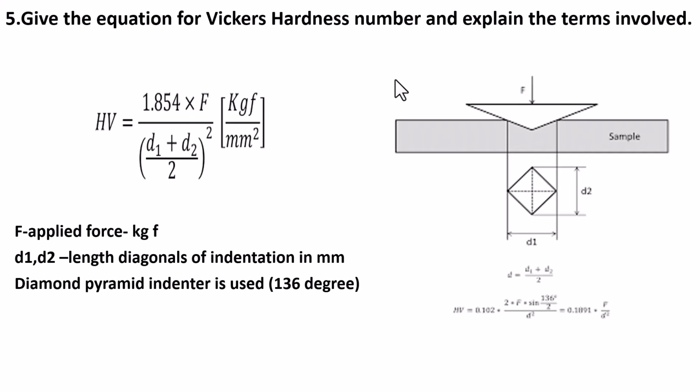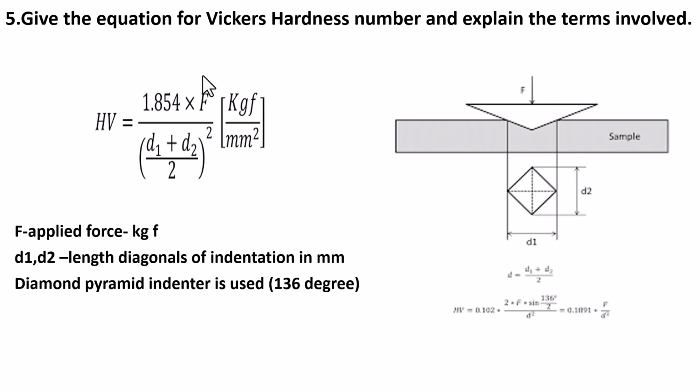In the Vickers hardness test, we use a diamond pyramid. You can see the cross section of the diamond pyramid. This is the sample specimen, and after indentation, we get this top view of the indentation. D1 and D2 are the diagonals of the indentation in the top view. The mean value is (D1 plus D2) by 2.